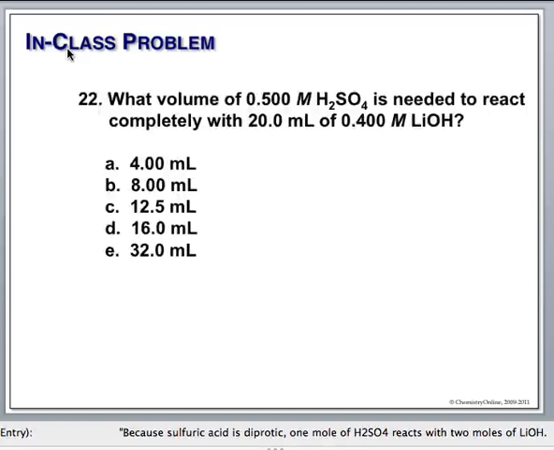Simple titration here, isn't it? 20 mils, 0.4 molar base. We want to know what volume of 0.5 molar sulfuric acid we need to react with it. Two things we have to remember. First of all, concentration times volume is moles, so that's fine. But sulfuric acid is diprotic, so it takes half as many moles to react with 1 mole of base.